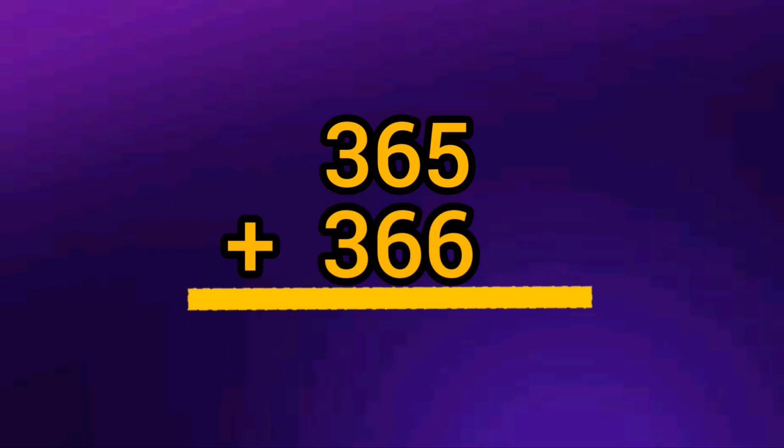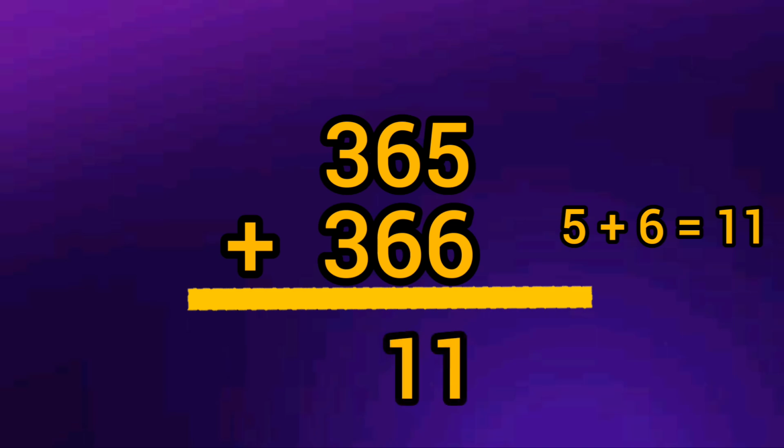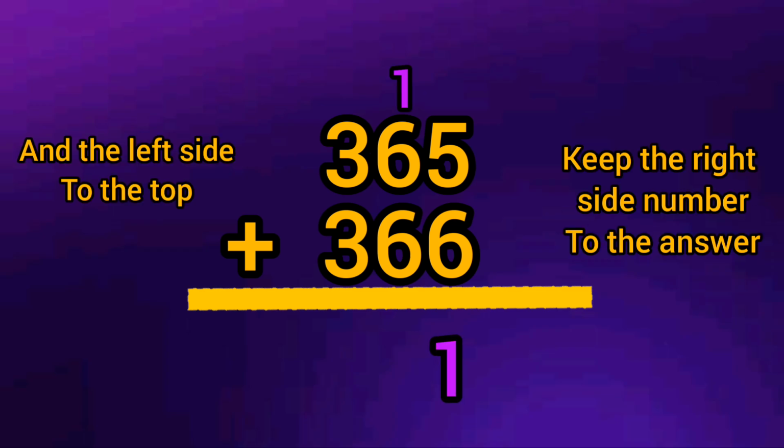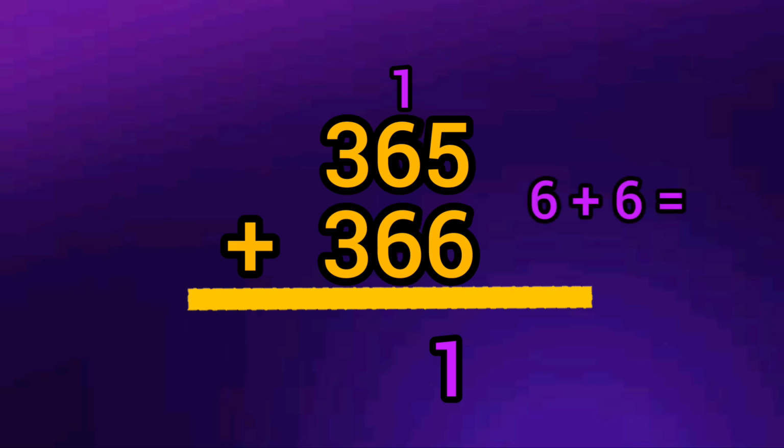Now on to 3 digits. 365 plus 366. That is also quite difficult. But let us do the working as we did for the 2 digits. But wait, 5 plus 6 is equal to 11. So should we write 11 directly in the answer? No, we should not. Keep the right side number in the answer and the left side on the top as shown. 6 plus 6 is equal to 12.